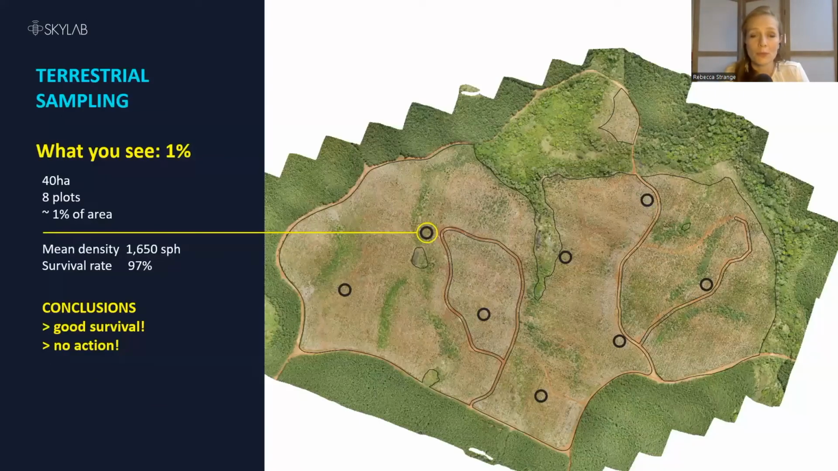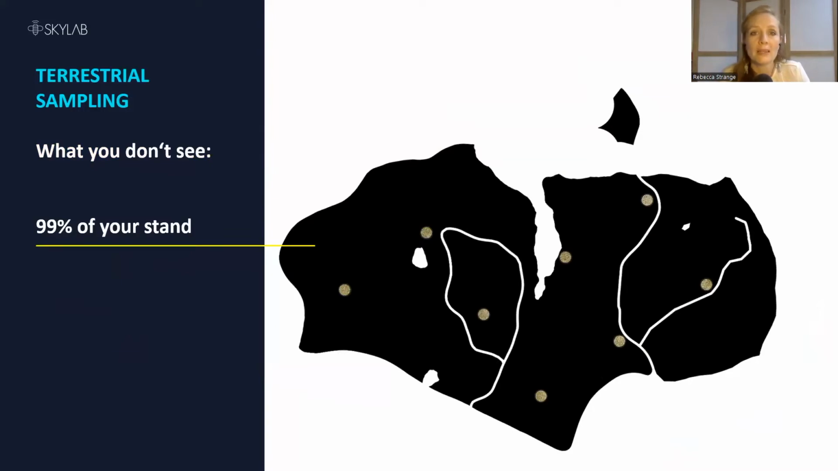So as most of you will already know, the traditional way of monitoring the progress of your plantations is by terrestrial sampling. And this is an example of a new pine plantation where the customer has set up 8 plots over the 40 hectares of their stand and calculated a mean density of 1,650 seedlings per hectare, which equates to a 97% survival rate. So of course, they could conclude that that's all great and no action is required. However, those sampling plots represent only about 1% of the total area. And what you don't see, of course, is the remaining 99%, which is effectively a black box.